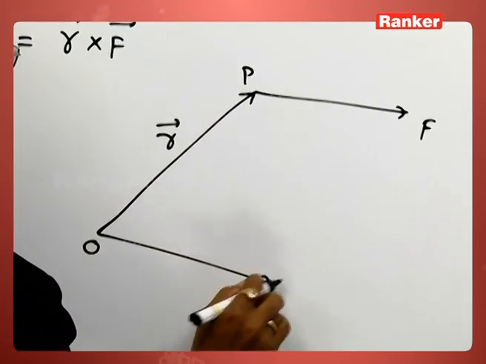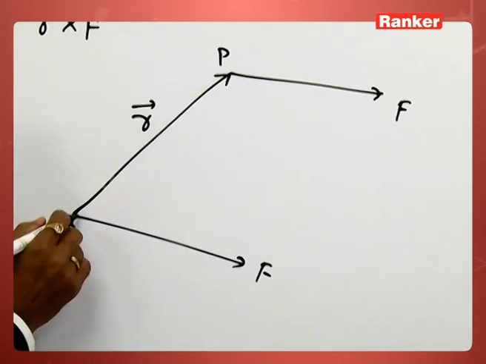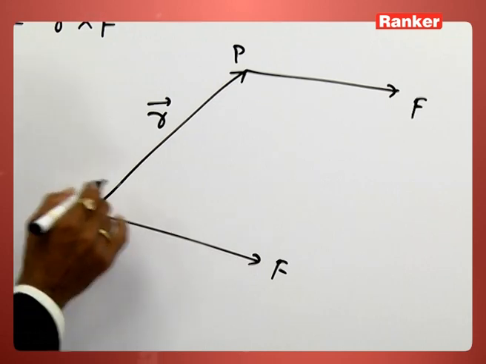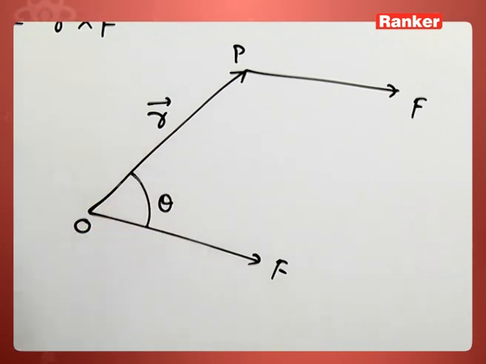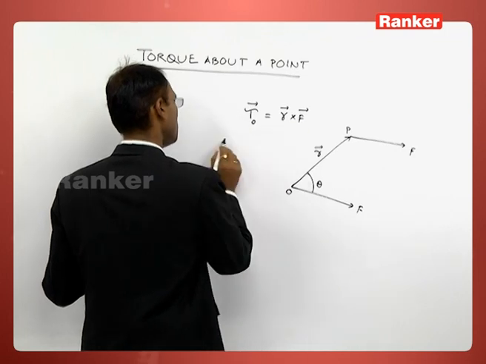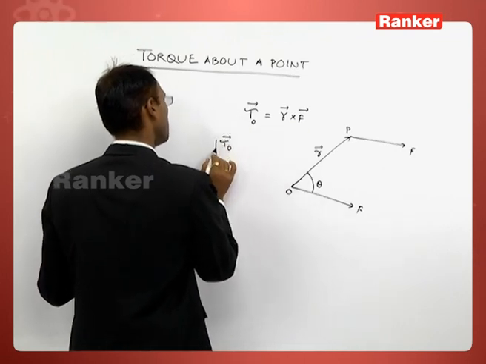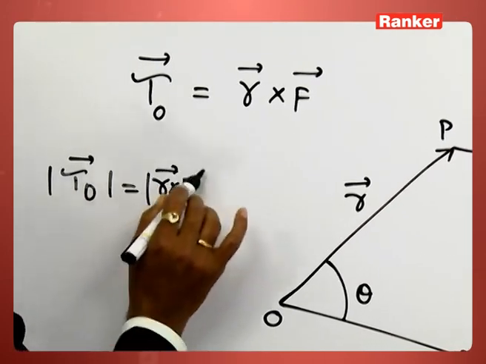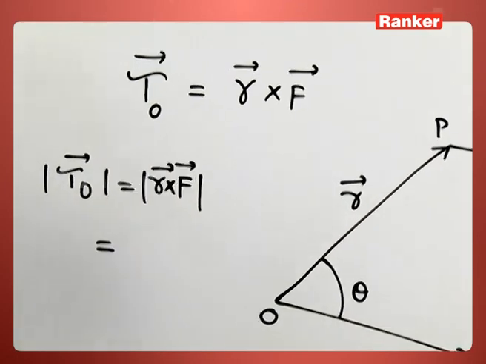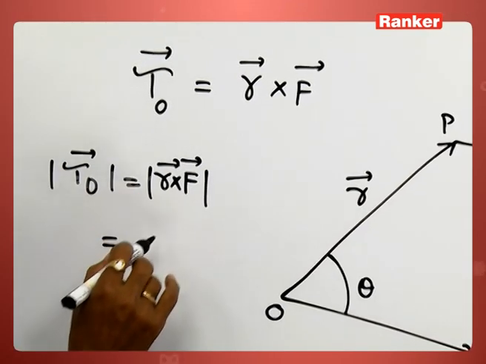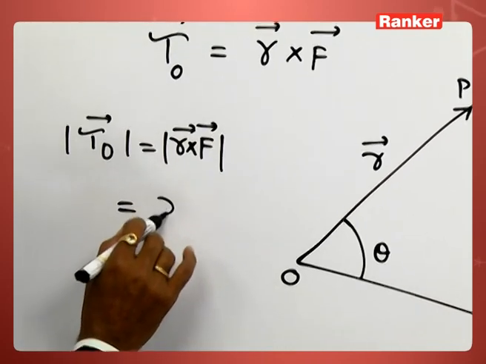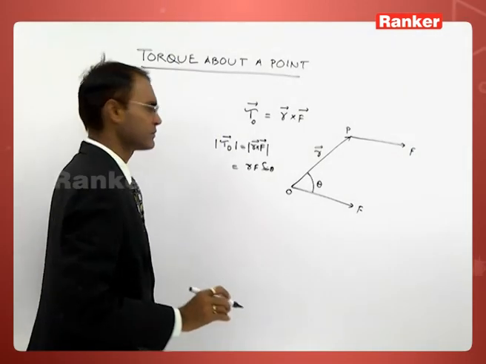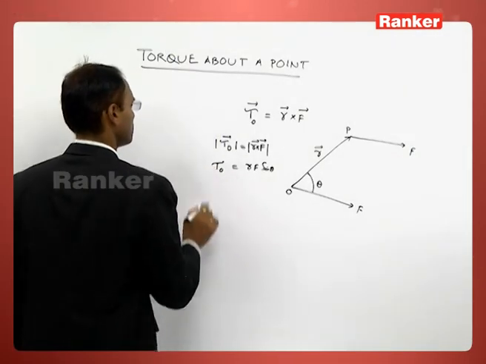If you draw the force vector here, bring the tails of the force and the position vector to a point. This angle is theta. The magnitude of the torque can be given by the magnitude of r cross f vector. A cross b is equal to ab sin theta. Similarly, r cross f is equal to r f sin theta. So, this is the magnitude of the torque.